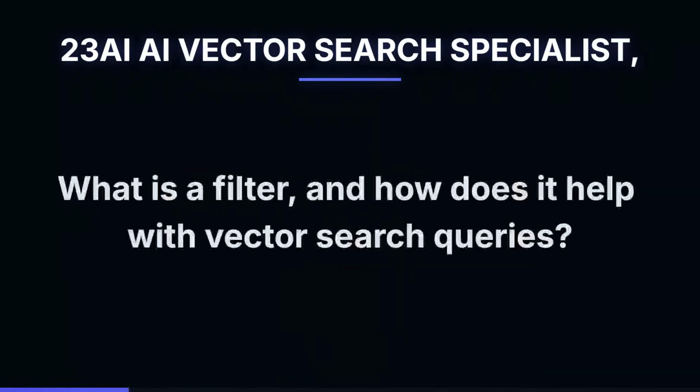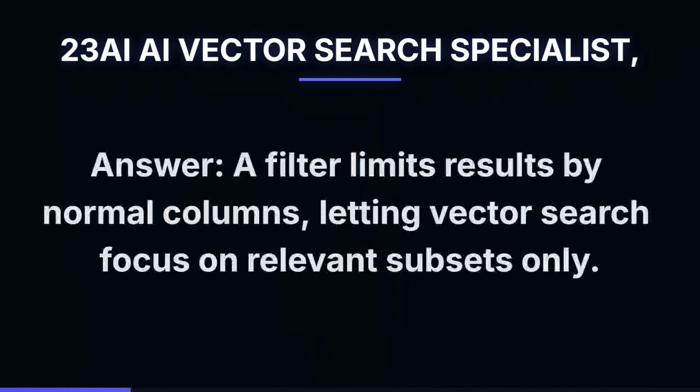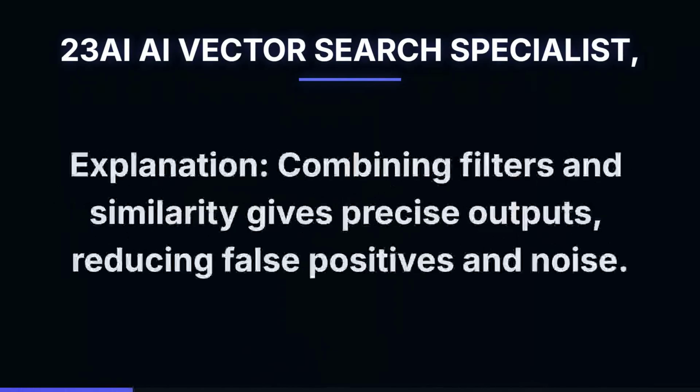6. What is a filter, and how does it help with vector search queries? A filter limits results by normal columns, letting vector search focus on relevant subsets only. Combining filters and similarity gives precise outputs, reducing false positives and noise.